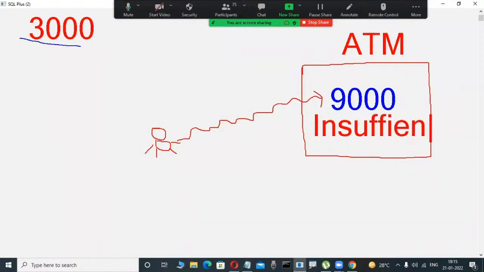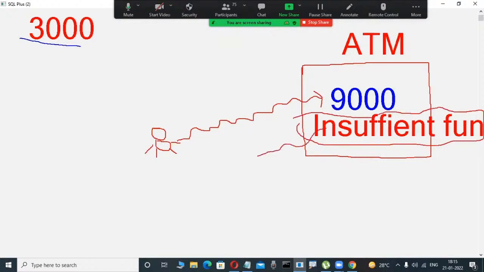Why? Because here your balance is low, 3,000, but you are trying to retrieve more than 3,000, that is 9,000, 8,000, 7,000, like that. How is it possible? In that case only, an insufficient funds message will be displayed. But how is this message possible? Does the ATM center know?